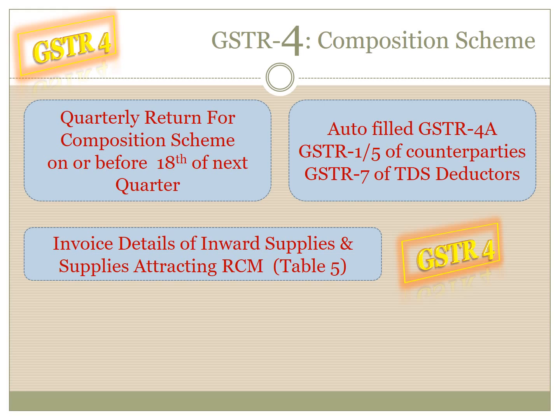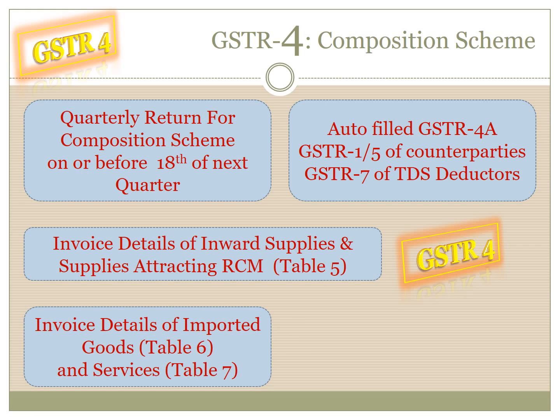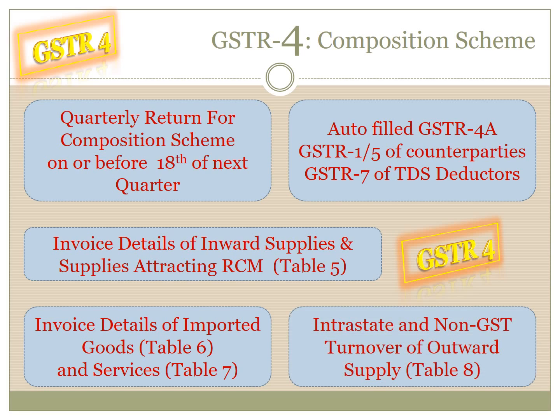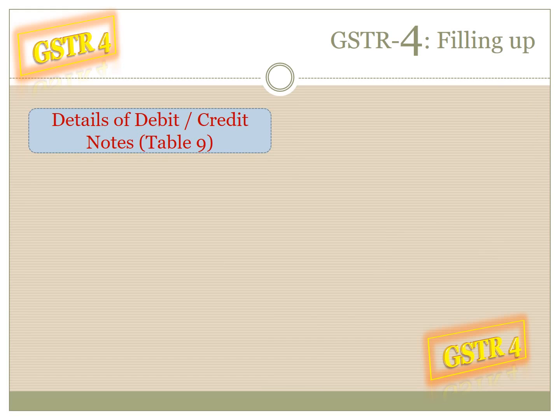Details of invoices of inward supplies are to be given in Table 5. The table has two parts. First part is concerning inward supplies from both registered and unregistered persons. In the second part, supplies attracting tax under RCM from registered and unregistered persons are provided. Details of invoices of imported goods and services are given in Table 6 and 7 respectively. Total turnover pertaining to intrastate supplies and non-GST supplies are mentioned in Table 8 and tax liability is computed at this stage. Details of debit and credit notes issued are filled in Table 9.